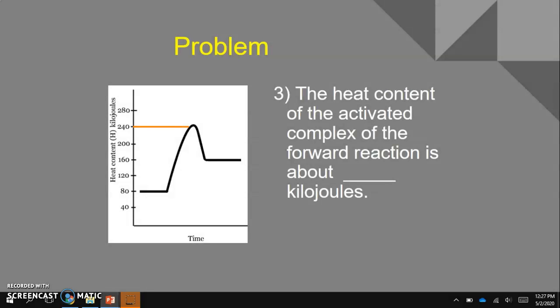Now it wants to know the heat content of the activated complex. So remember, our activated complex is right here at this peak on this chart. So, and here's a little orange line to help you visualize it. So right at the top here is where we're going to find our activated complex, and that's going to be associated with 240 kilojoules. So again, as long as you know your reactants are here, your products are here, and then your activated complex is at the peak right here, you can pretty much identify what the heat content is.